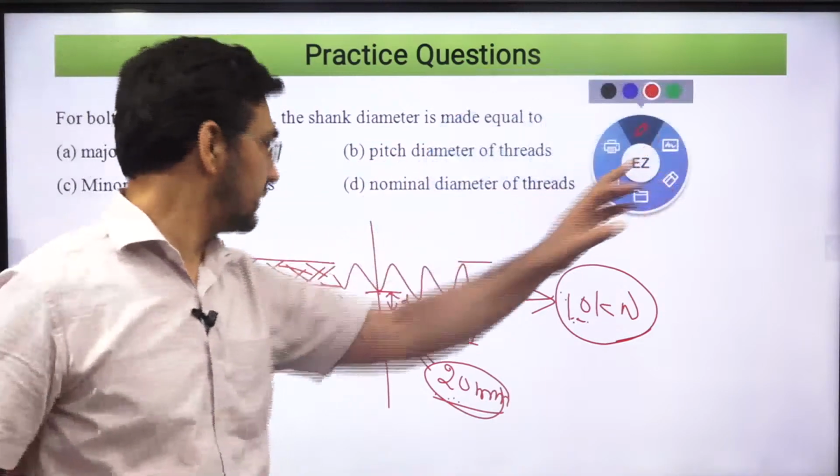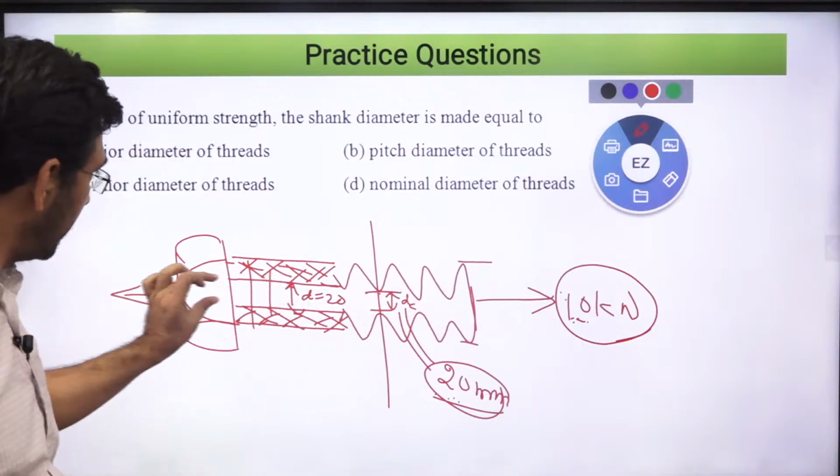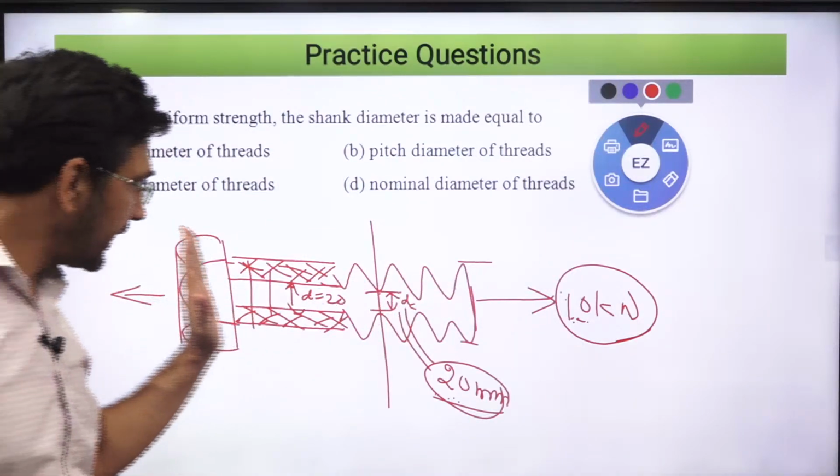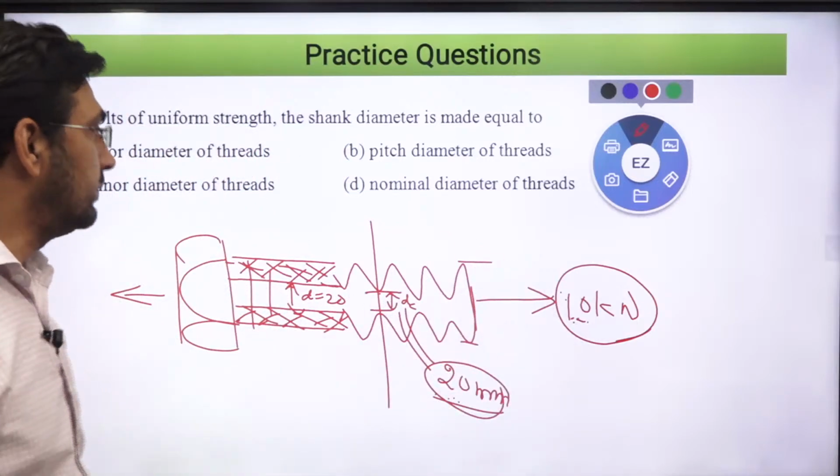The shank diameter, this is the shank portion, as you know, is made equal to what? The core diameter. I have made it equal to the core diameter. Now at any section, when I calculate the maximum value of stress, it will be the same.